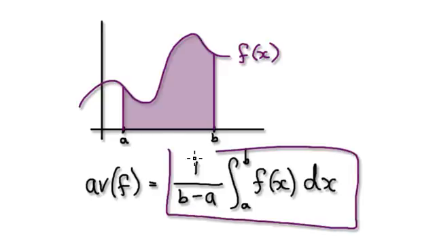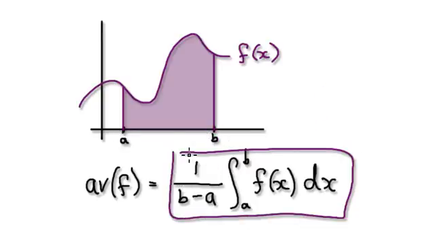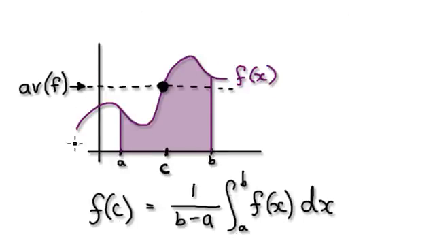So whenever you see this, in your mind, think of it as being the average height of this function between a and b. So whenever you see this, think of the average height. And then the other thing that you should understand is this. Realize that there must exist a c where our average height lies.